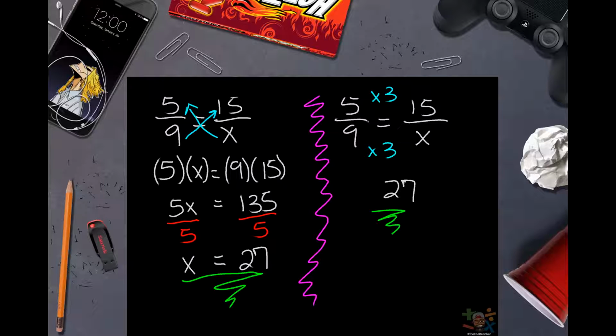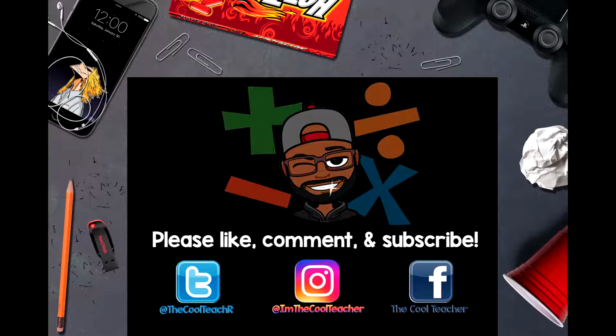I'm going to say this once again. Scaling is not going to work with every single problem. If you can recognize your numbers, then scaling will work. If you do not recognize the numbers, please go ahead and do the method on the left that I just showed you.